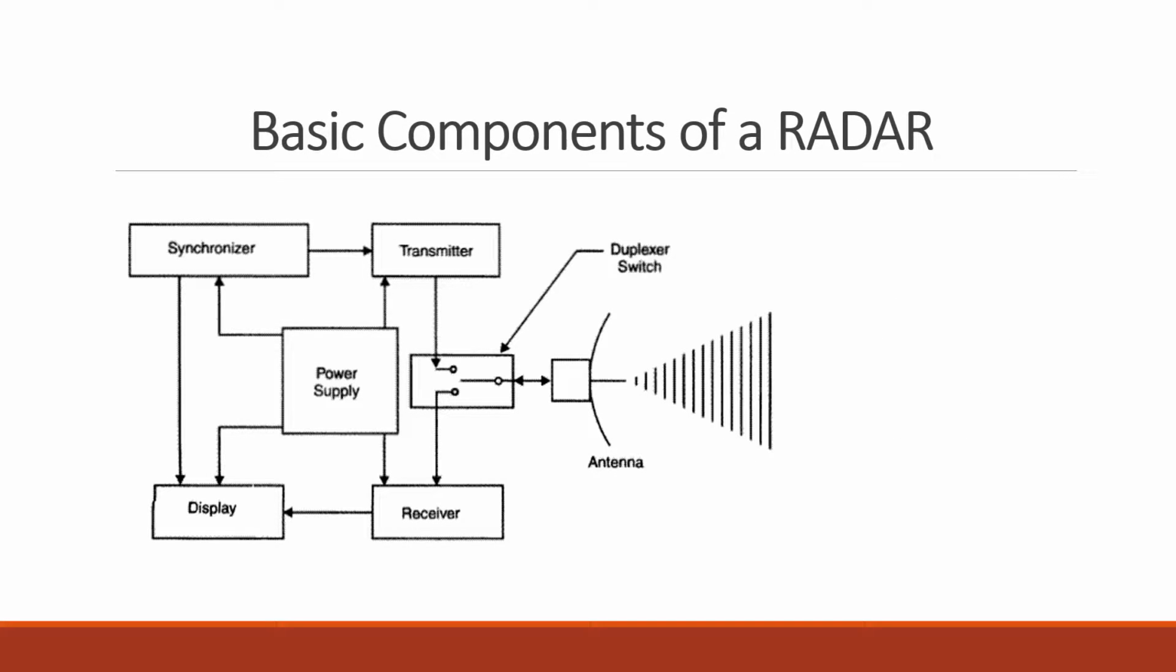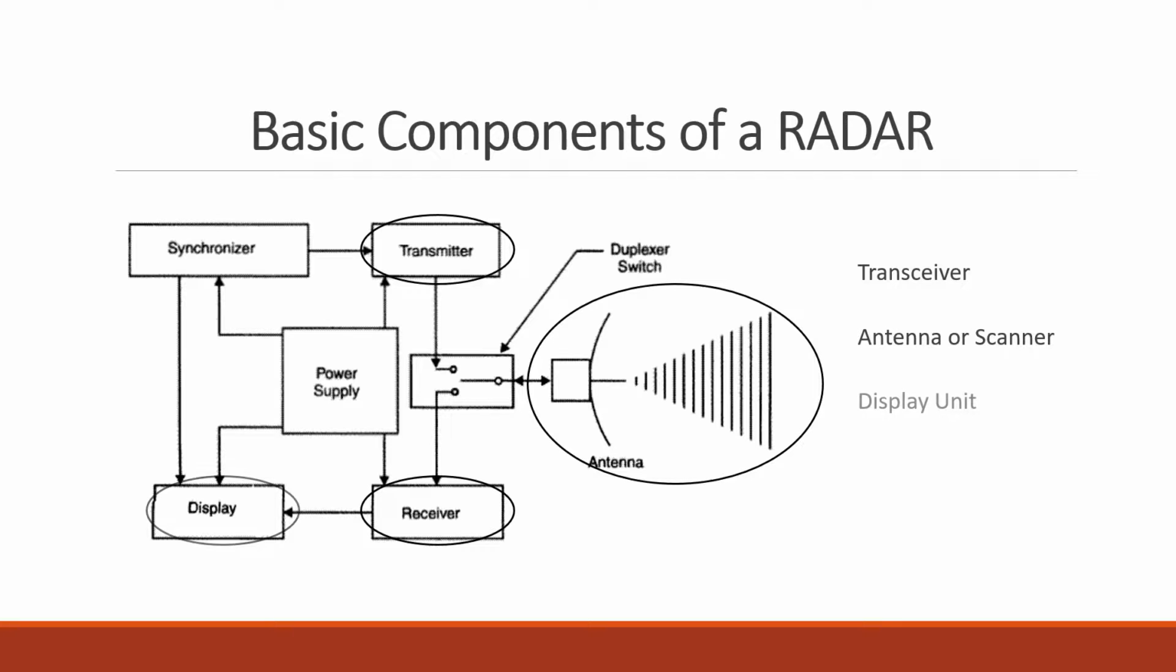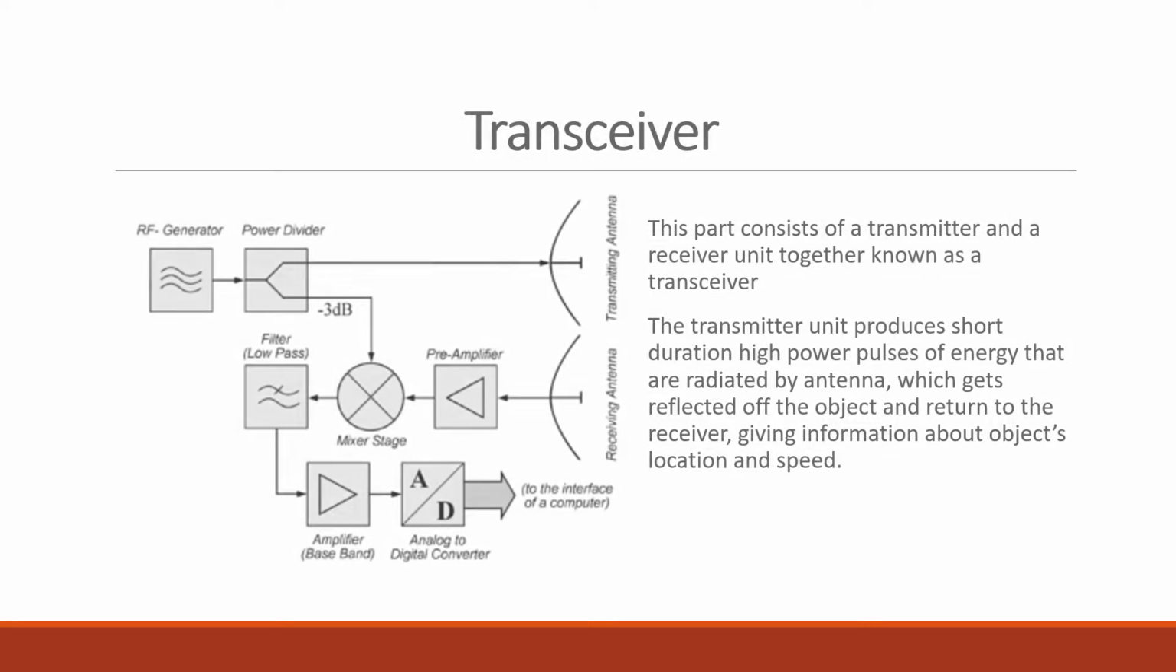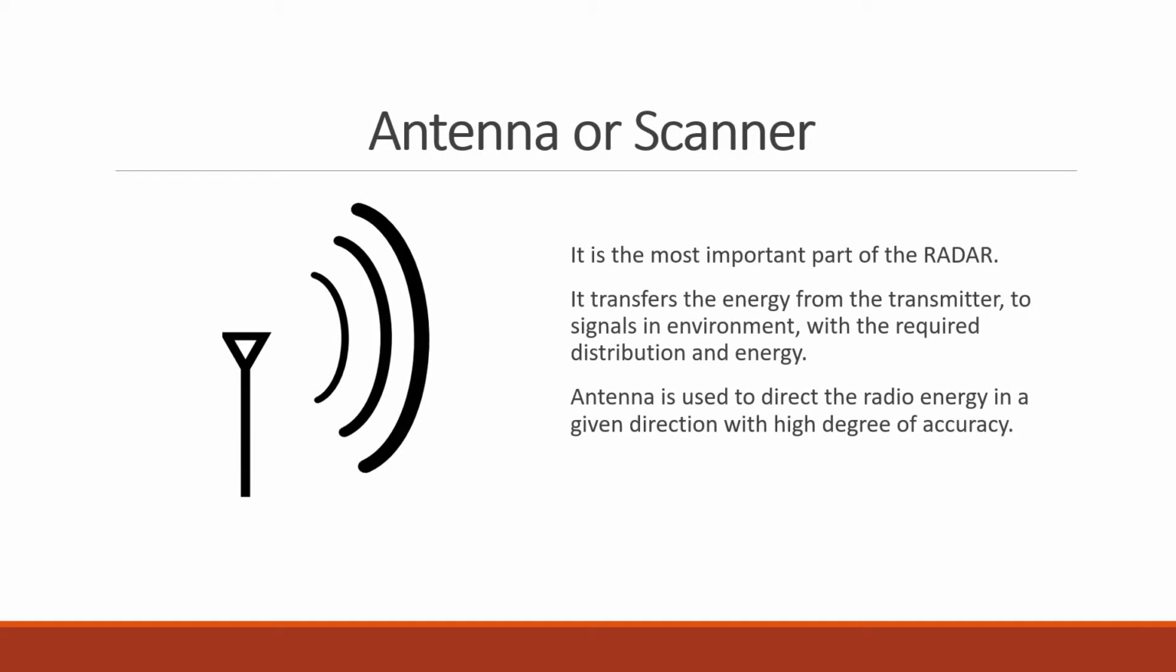Basic components of a radar: transceiver, antenna or scanner, and a display unit. This part consists of a transmitter and a receiver unit together known as a transceiver. The transmitter unit produces short duration, high power pulses of energy that are radiated by the antenna. They get reflected off the object and returned back to the receiver, thereby giving information about the object's location and speed.